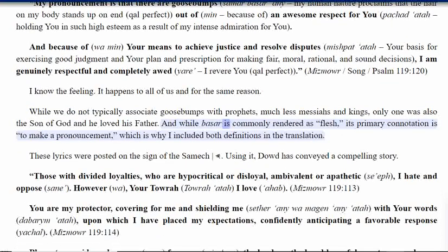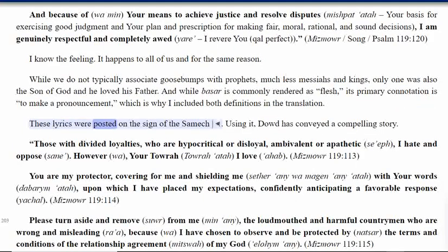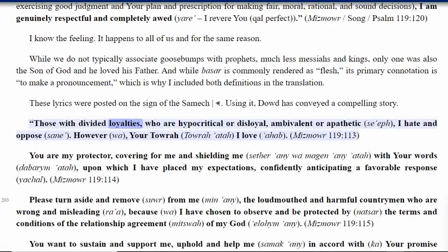And while basar is commonly rendered as flesh, its primary connotation is to make a pronouncement, which is why I included both definitions in the translation. These lyrics were posted on the sign of the Samech. Using it, Dowd has conveyed a compelling story. Those with divided loyalties, who are hypocritical or disloyal, ambivalent or apathetic, I hate and oppose, saying. However, your Torah, otter, I love, Ahab.